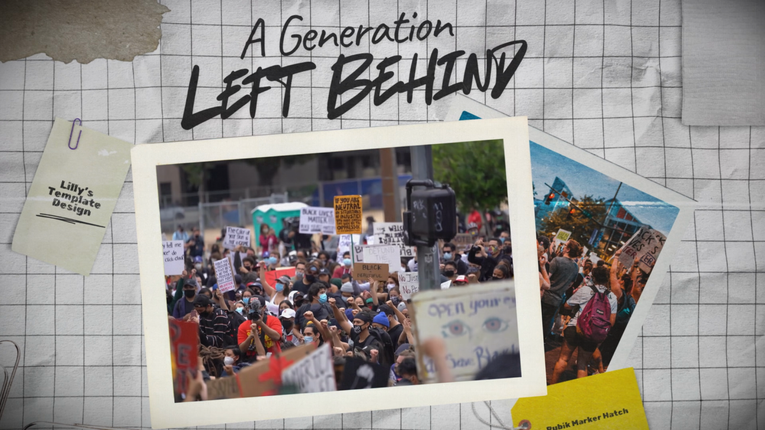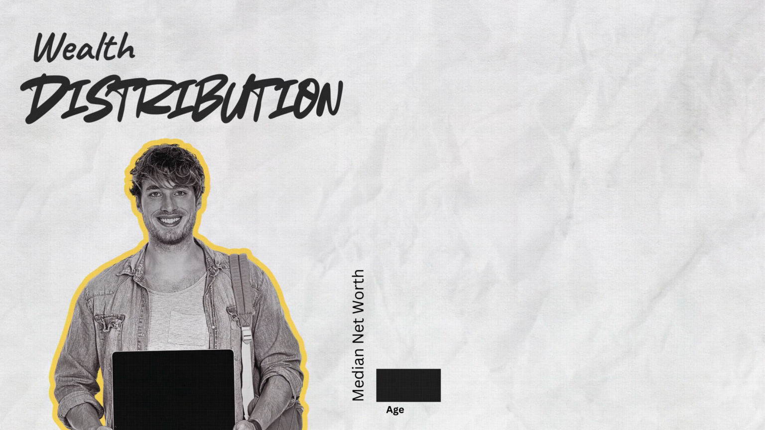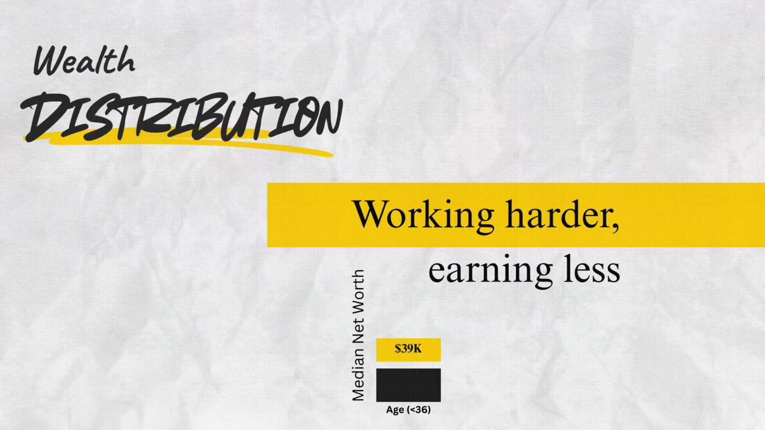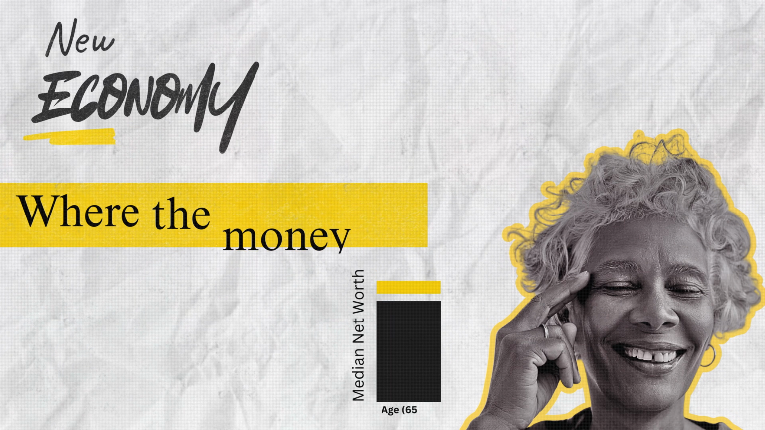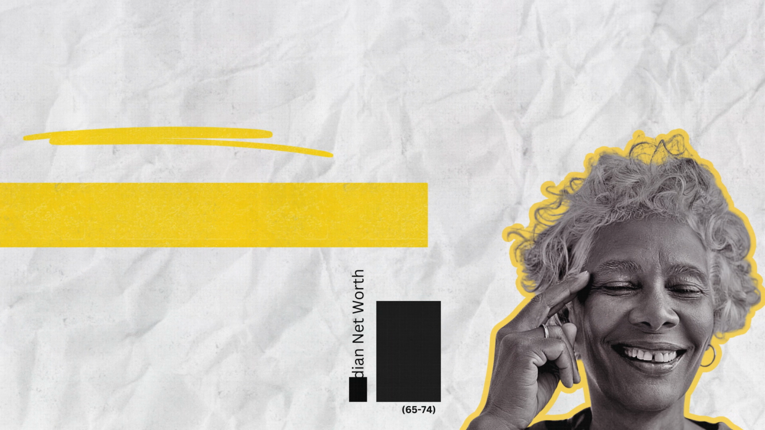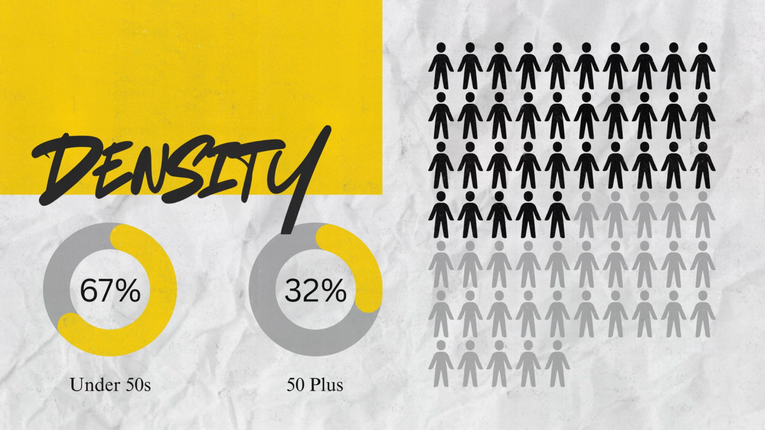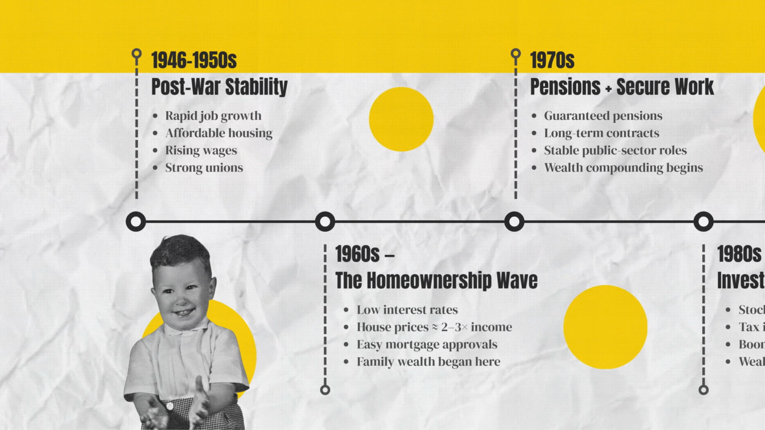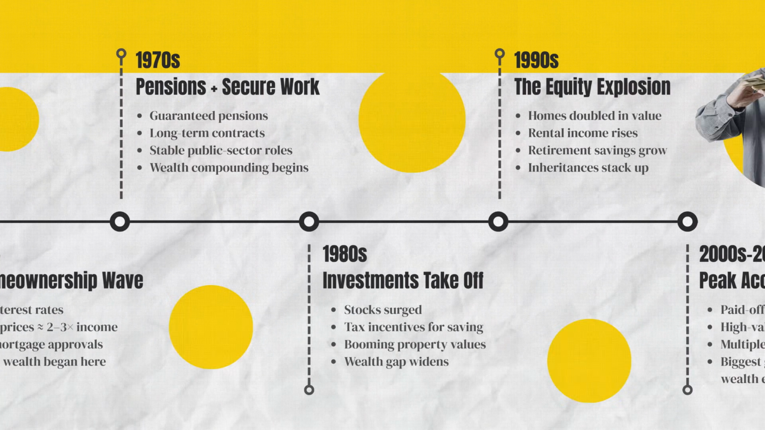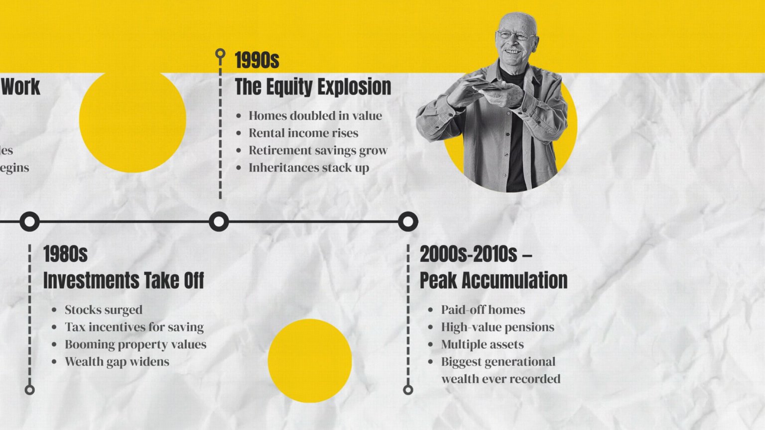How did we get here? A generation pushed to the edge, while another holds most of the wealth. To figure that out, we need to peel things back and look at how the gap formed. Over time, assets built up: homes, pensions, investments, but mostly for those already ahead.